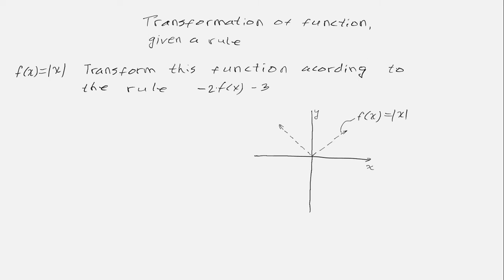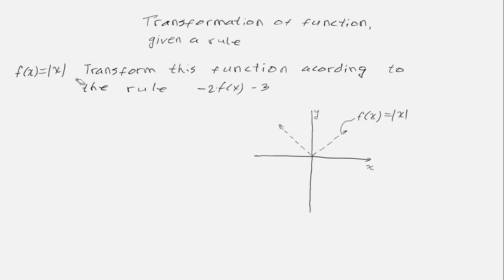Hello guys, let's talk about transforming a function according to some rule that is given to us. For example, if we have a function f of x equal absolute value of x, and then we want to transform this function according to this rule, -2 times f of x and then -3.